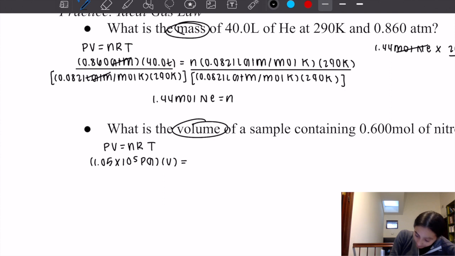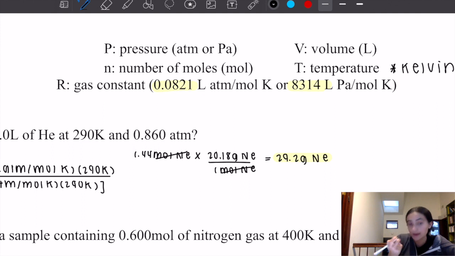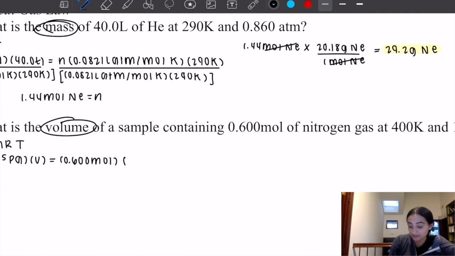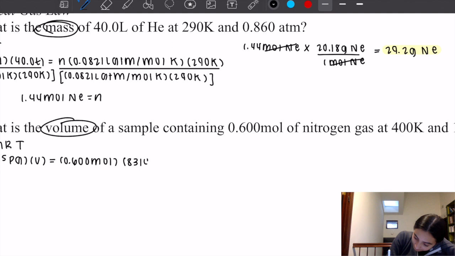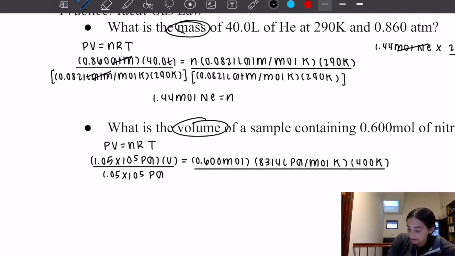We are looking for volume, so I'm going to leave that as V. We have 0.600 moles. And our gas constant, this time we are going to use 8314 liters pascals per mole K. And then I'm going to multiply by temperature. We have 400 K. So now we have all of our givens. And so to isolate volume, I'm just going to divide both sides by 1.05 times 10 to the 5th pascals.